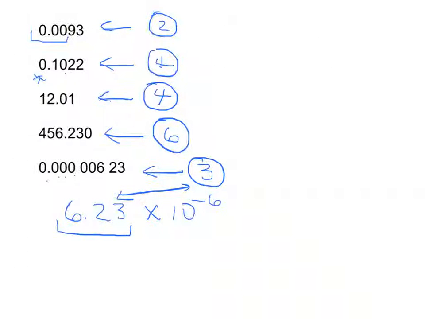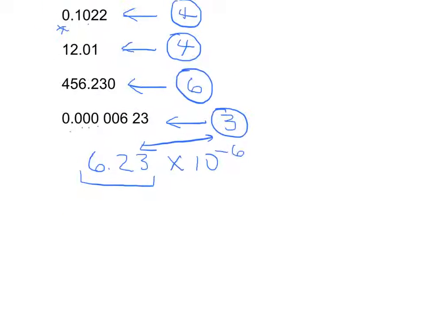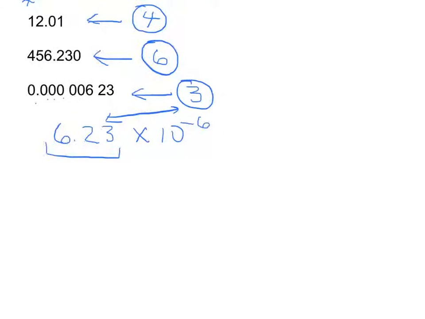So let's see if we can do something a little more complicated, or maybe just try a few more. Let's put a couple of other numbers down and see what we come up with. How about 1.50300? How many significant figures does that have?